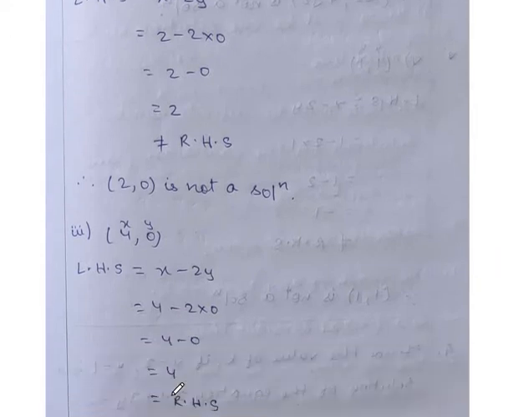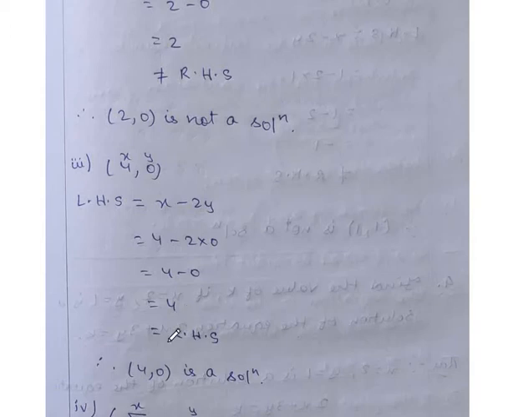Now test the third one, (4, 0), x is 4, y is 0. So left hand side, x minus 2y, x is 4 minus 2 into 0, the result is 4. This is matching with the right hand side, therefore (4, 0) is a solution.